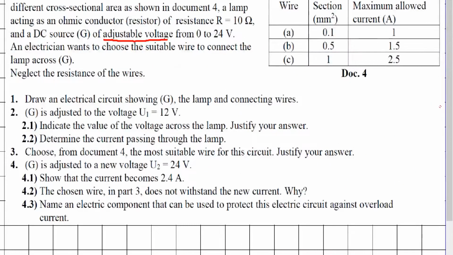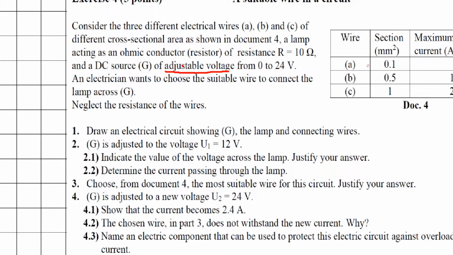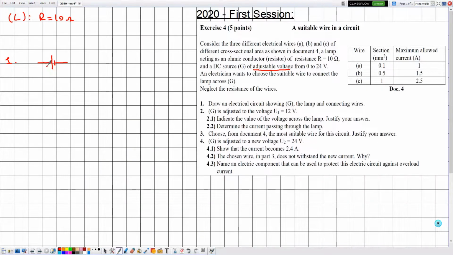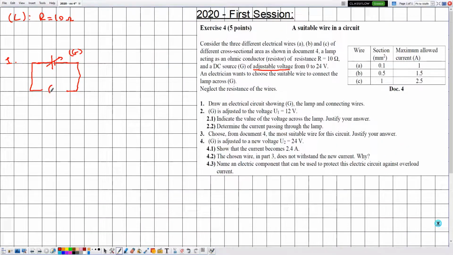They are telling us to draw an electrical circuit showing G, the lamp and the connecting wires. Let's start with the generator. Remember, if it is of adjustable value, then we need to place this arrow. This is the generator G. Here I'm not going to place any voltage because it's a variable from 0 to 24. These are the connecting wires, and here we have the lamp. Let me say that this is the lamp L. This is it for number 1.